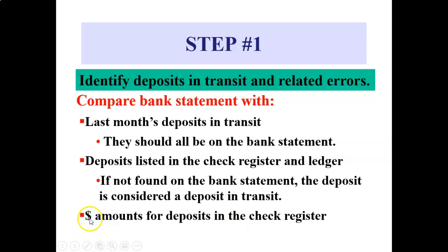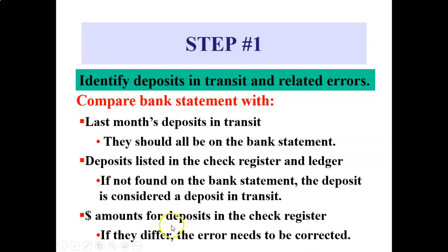We're also going to check all the dollar amounts for the deposits in the check register and make sure they equal the same dollar amounts on the bank statement, and that there isn't some kind of error. If they're different, it shows that the deposit was made, but if it's a different amount, we need to find that error and it needs to be corrected.